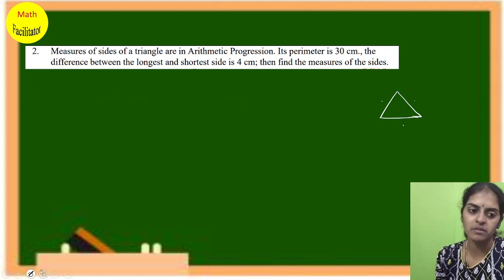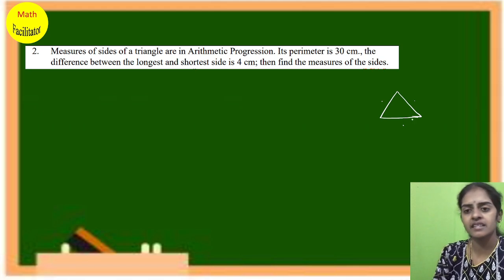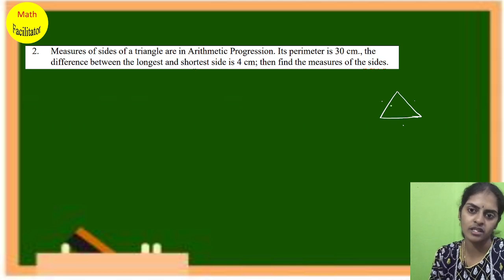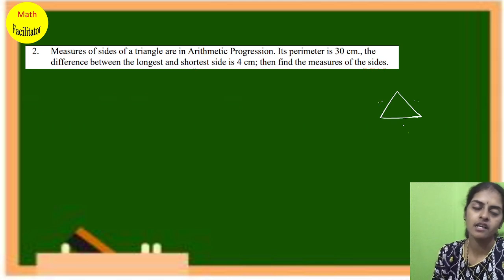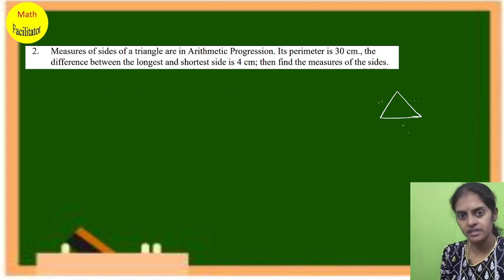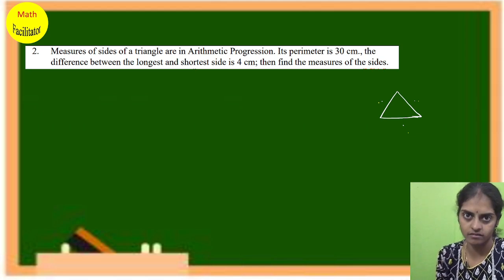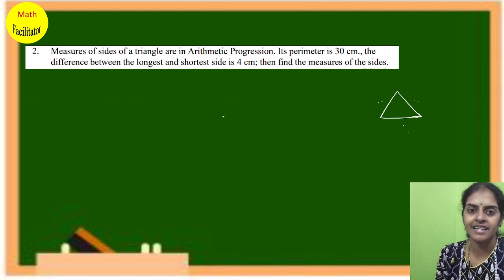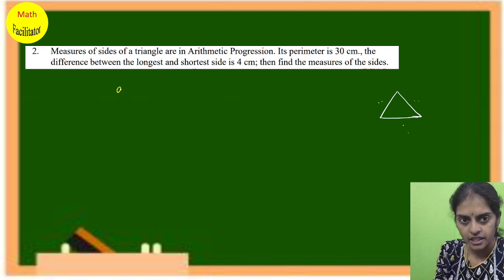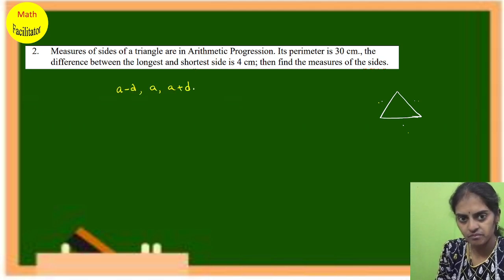Always remember, whenever the sides are in progression, here sides means 3 terms. How many sides do you have? 3 sides. Whenever terms are in progression, there's a standard way to take them. How can you take the sides which are in progression? You can take them as a minus d, a, a plus d.